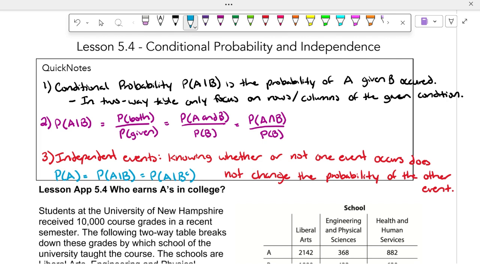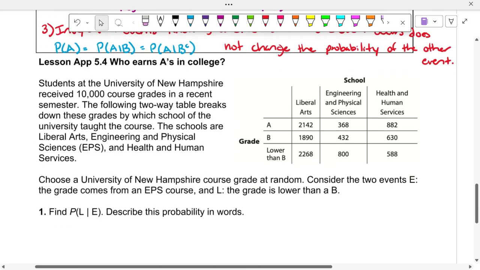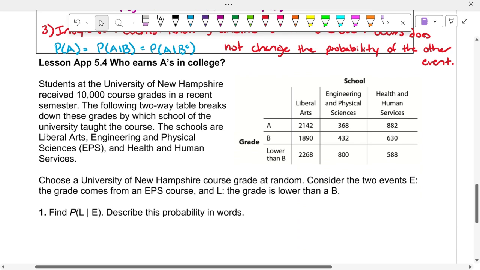So those last couple of questions on that warm-up, I do want to go through them before we get into the official notes today. All right. So take a minute and look at number 1. It says that students at the University of New Hampshire received 10,000 course grades in a recent semester. The following two-way table breaks down these grades by which school of the university taught the course. The schools are liberal arts, engineering, physical sciences, and health and human services.